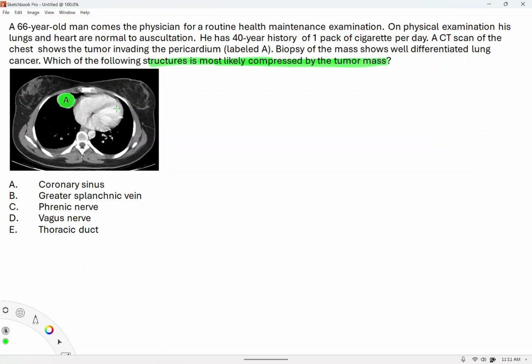How do I know this is the right side of the heart? You see the heart is more on the left side, so this side would be the left side, right?